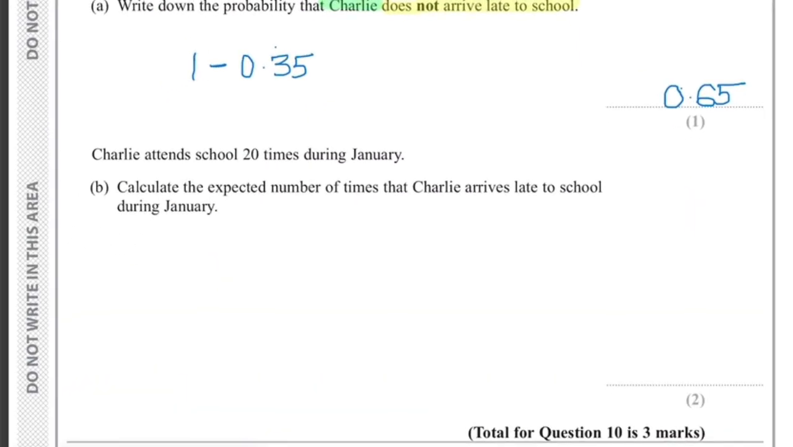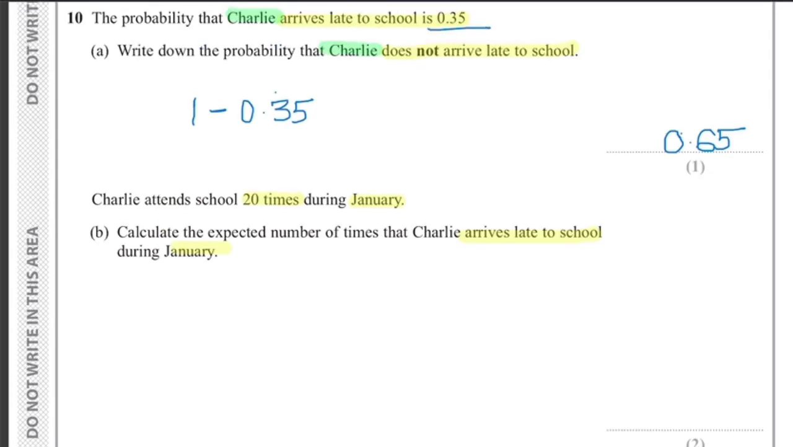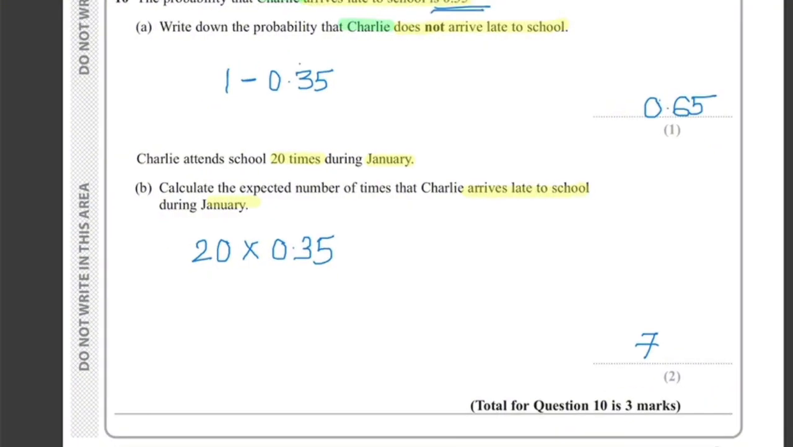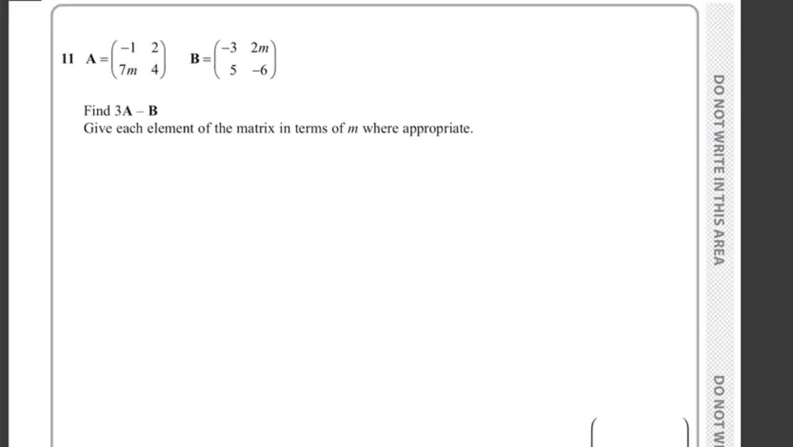The next question says, Charlie attends school 20 times during January. Calculate the expected number of times that Charlie arrives late to school during January. So we already have the probability of Charlie arriving late to school, which is 0.35, again over here. So we're just going to multiply 20 with 0.35 to find the expected value. The answer gives us 7. That's it. Pretty simple.